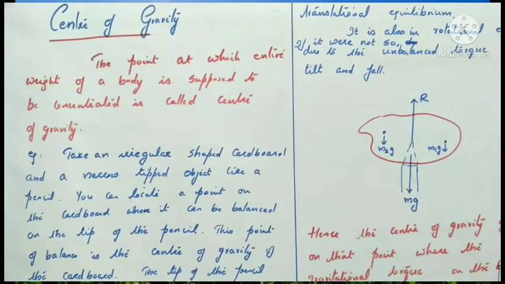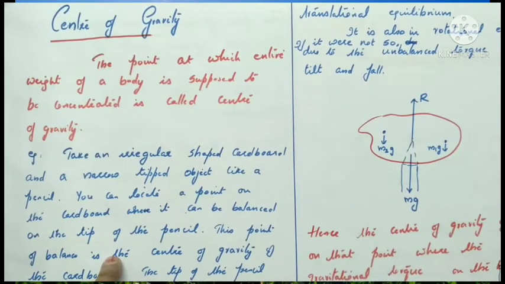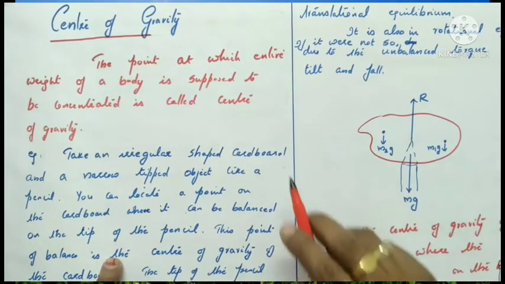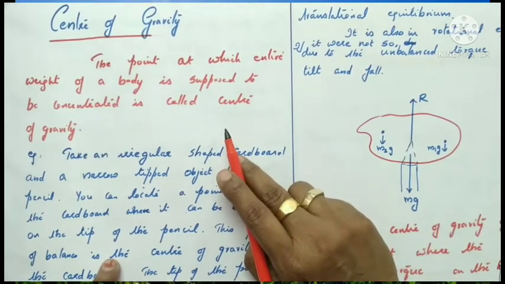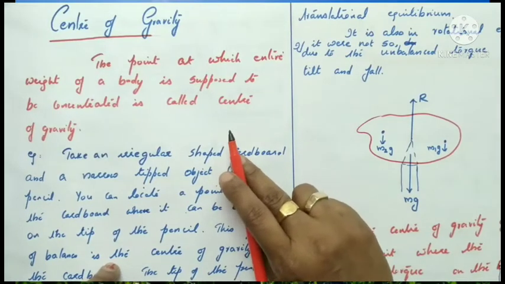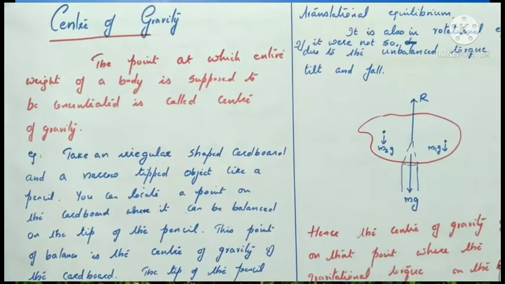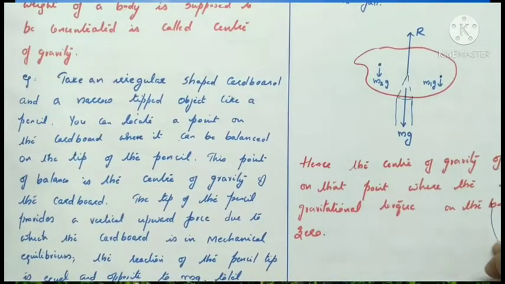So we have studied what is center of mass. What is center of mass? The point at which the entire mass of a body is supposed to be concentrated is called the center of mass. Now we can discuss what is center of gravity. It is the point at which the entire weight of a body is supposed to be concentrated. For example, take an irregular shaped cardboard and a narrow tipped object.